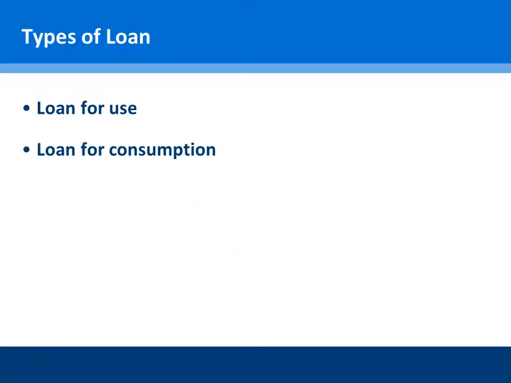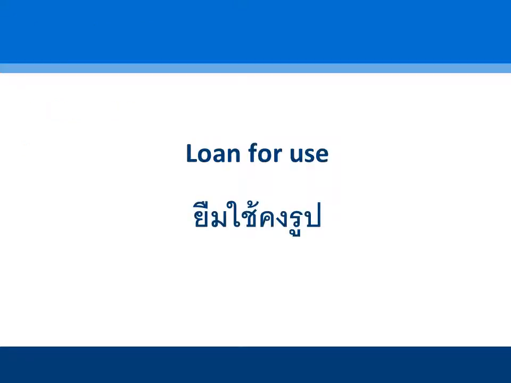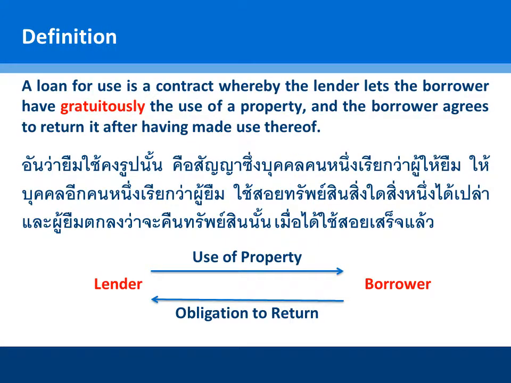Loan contract. There are two types of loan under the Thai Civil and Commercial Code: loan for use and loan for consumption. Loan for use. According to section 640 of the Civil and Commercial Code, loan for use is a gratuitous contract. This means that it creates obligations only on one party, the borrower. Because this contract is defined as an agreement whereby the lender lets the borrower use the property and the borrower agrees to give the property back after a period of time.